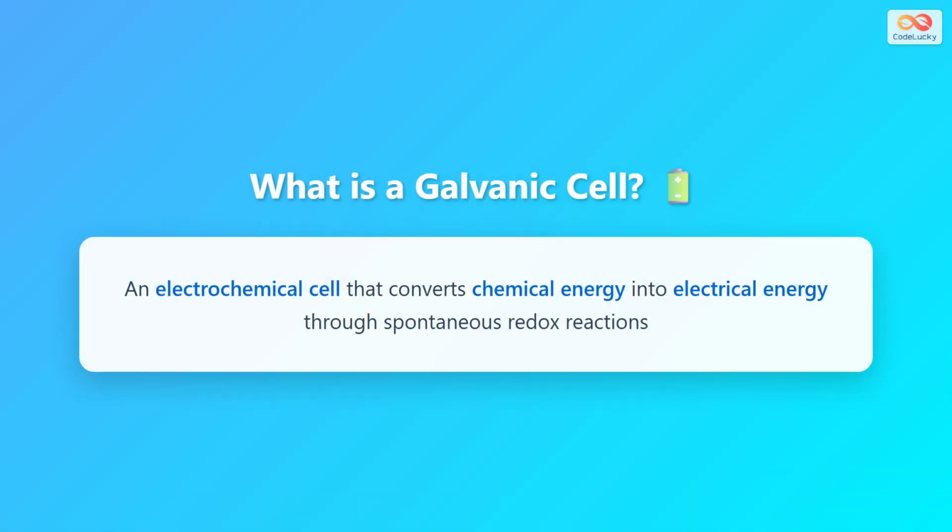A galvanic cell is a type of electrochemical cell that converts chemical energy into electrical energy. This conversion happens through spontaneous redox reactions, where electrons are transferred between chemical species. The key word here is spontaneous, meaning these reactions occur naturally without requiring external energy input.